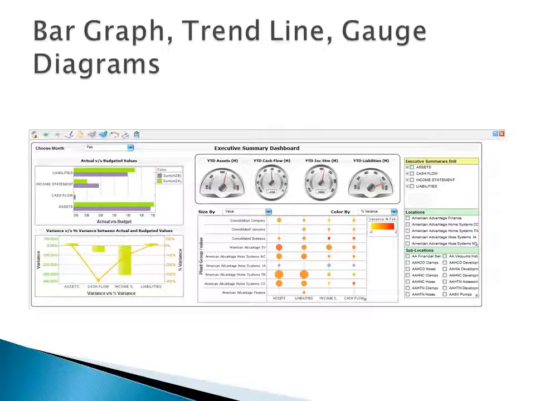So they have several different things they're looking at. They have assets, cash flow, I don't know if that's incorporated statement, liability. So again, specific to what your business is, there's going to be certain items, in this case a gauge diagram, that's going to really help you to know if you're progressing or not, by a quick glance at that dial. Also, they have kind of the bubble diagram.